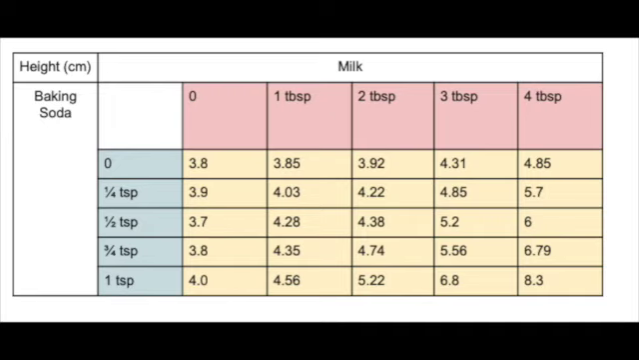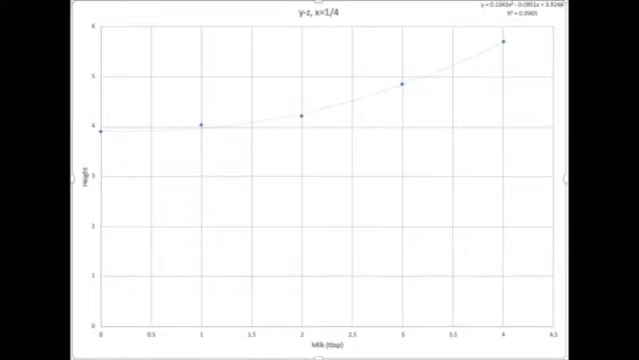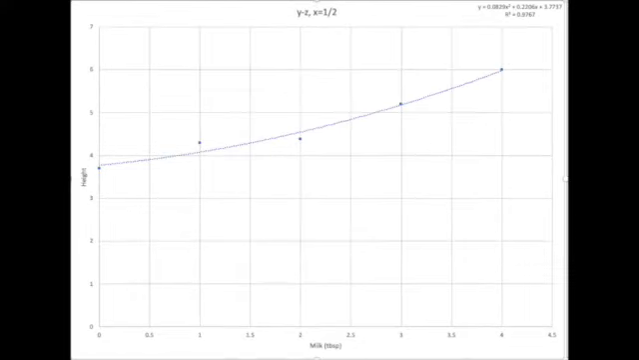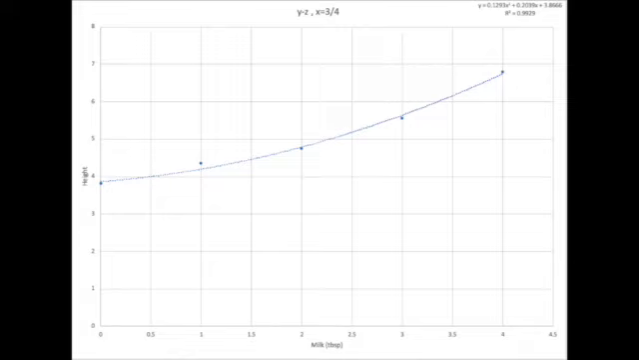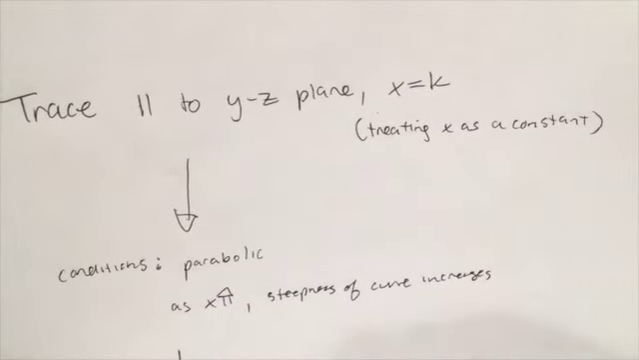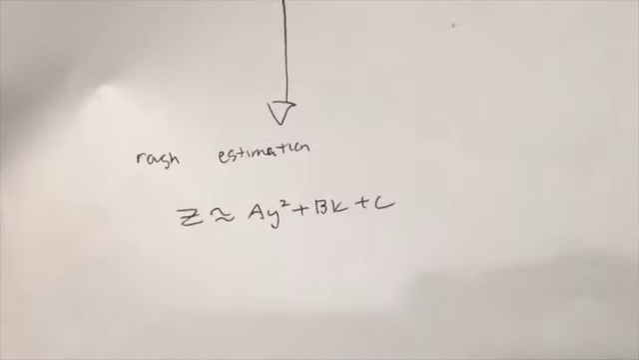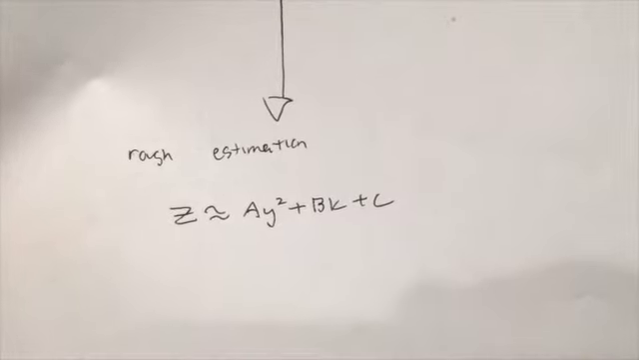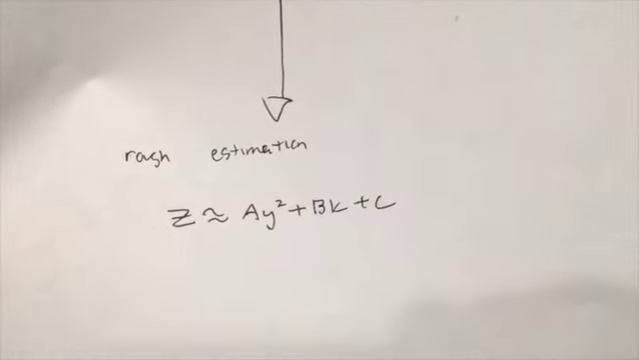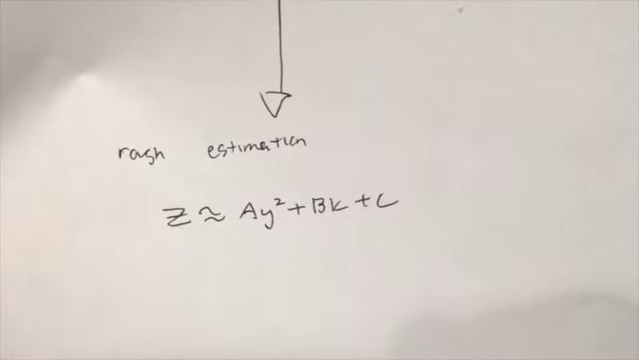The results were interesting. For the graphs on the YZ plane, milk versus height, the data seemed to be parabolic, and the steepness of the parabolas was increasing for each graph as x, the amount of baking soda, increased. Therefore, the trace in the x direction was also parabolic, so when x equals k, roughly we could estimate that the equation of the trace resembled z equals ay squared plus bk plus c, because for all values of k, the trace would be a parabola, and as k increases, so does the steepness of the graph.